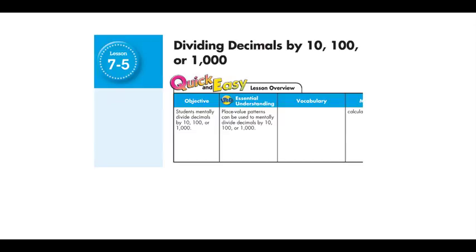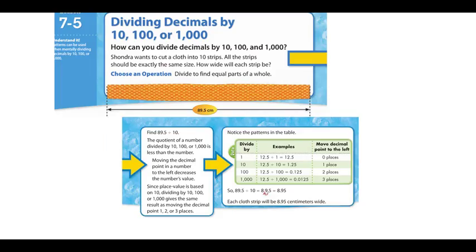Topic 7, Lesson 5, Dividing Decimals by 10, 100, or 1000. Today you will mentally divide decimals by 10, 100, or 1000, and we will use our place value patterns, just like we did when we were multiplying by 10, 100, and 1000. I'm starting at the top of page 178, so get your books open.